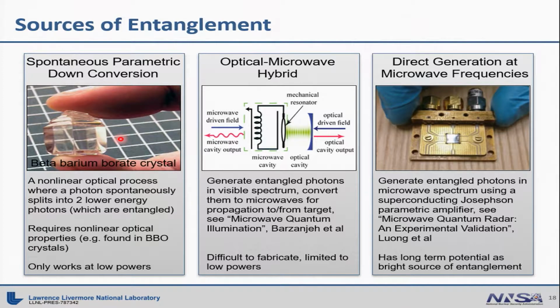It turns out that these sources of entangled light really only work at low power. If you shine a laser onto this crystal and generate a small amount of entangled light and you want to generate more, you would simply turn up the power in your laser and you would generate more and more entangled light. However, at some point that will poop out.